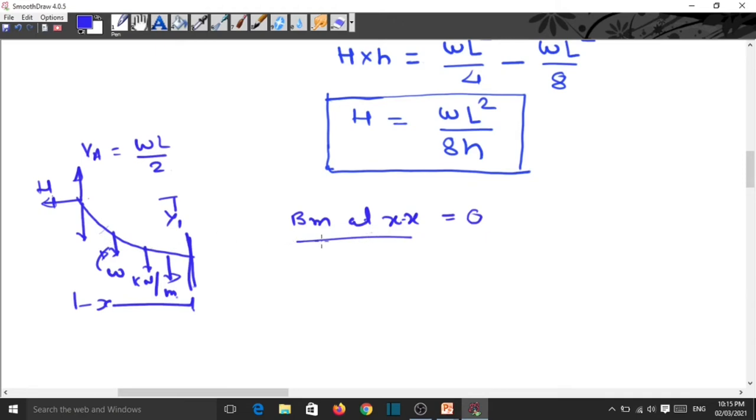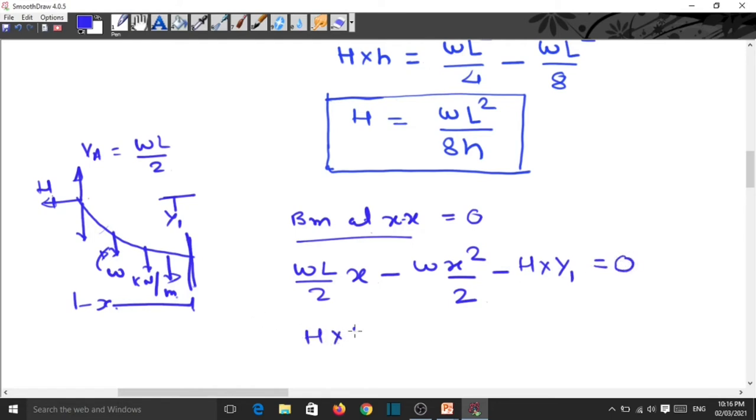So the bending moment at this X. From the left side, this force creates the sagging moment, so VA into the X. We know VA is equal to WL by 2 into the X. Then this UDL is W into X into X by 2, that is the minus WX square by 2. And this H creates the hogging moment, this H into this Y1. So minus H into the Y1 is equal to 0. So H into Y1 is equal to WL by 2 into X minus WX square by 2.